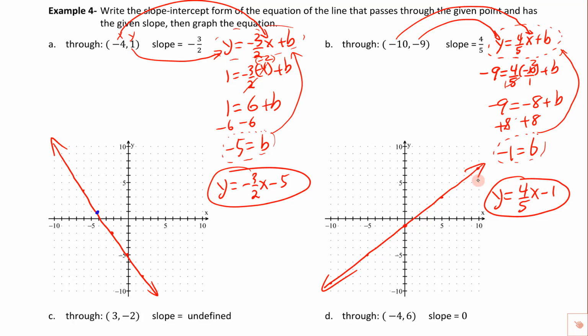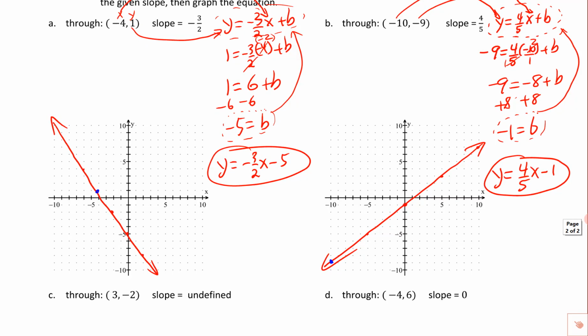We're all set, but we do want to do this little double check. We want to make sure that -10, -9 is on that line. So -10 for the x would be back here at -10, and negative 9 would go down 1, 2, 3, 4, 5, 6, 7, 8, 9. Puts us right on there, so we are all set to go.